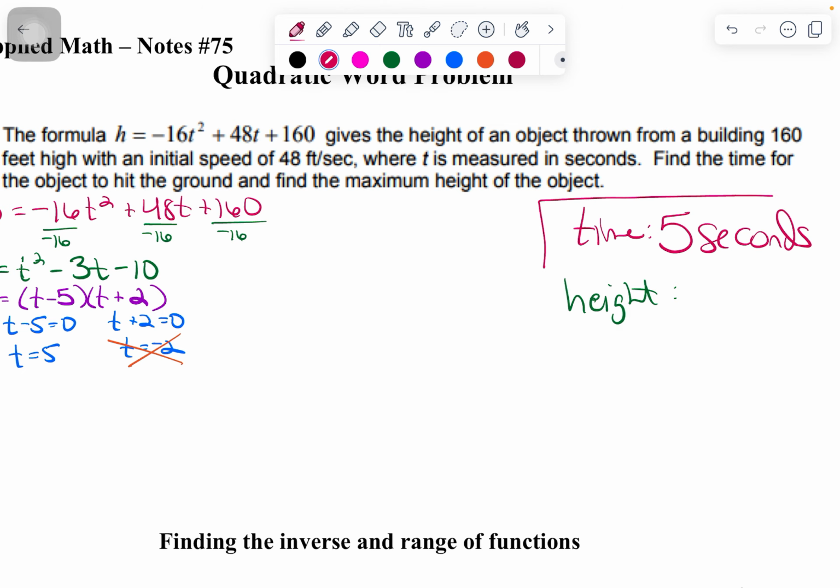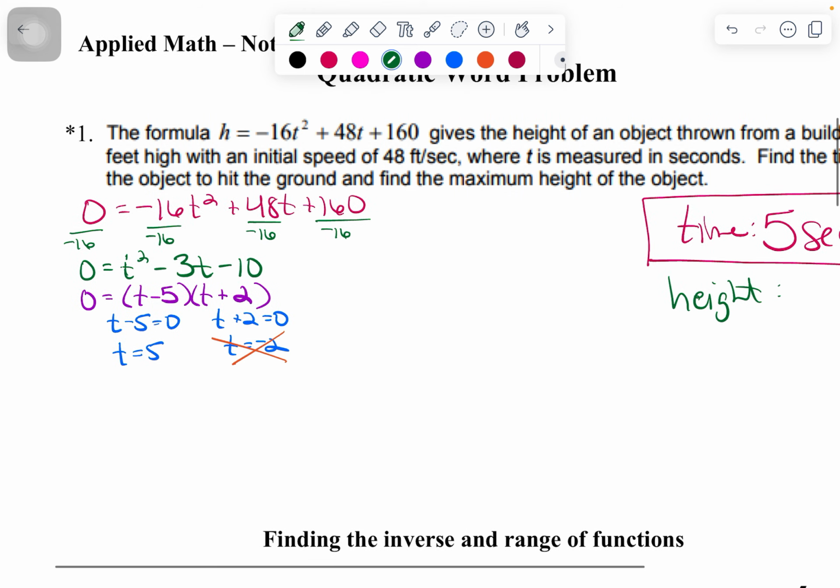So for the time for the object to hit the ground, 5 seconds. Now there's a secondary part here, which says I want you to find me the maximum height of the object. So we're going to do this in 2 parts.